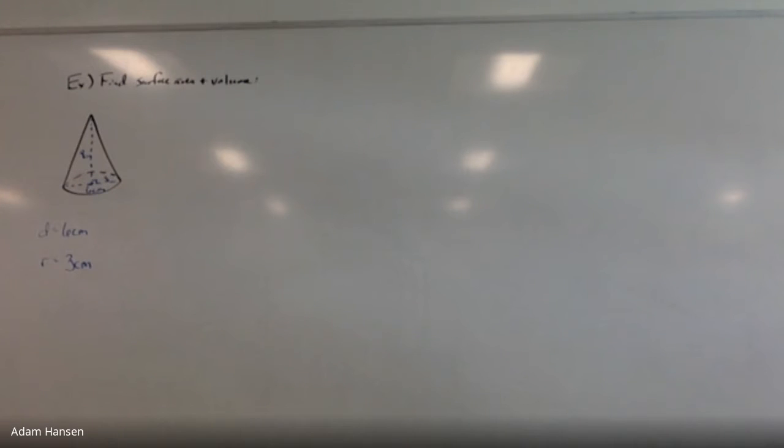The 9 centimeter length, how would we call that? Is it the height or the slant height? The height, because it's the perpendicular distance from the top through the cone straight to the bottom.